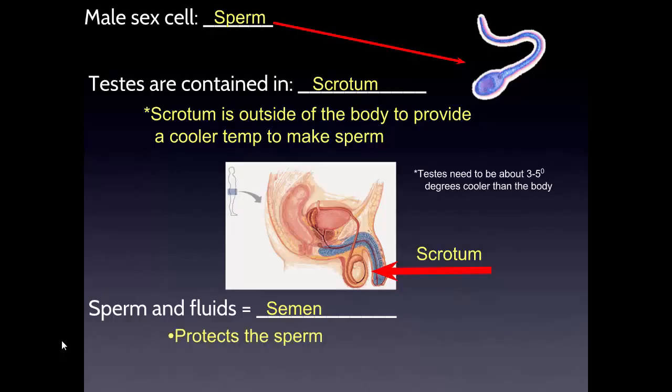And the purpose of that semen is to help protect the sperm, to allow them to reach the egg, and also to provide them with energy, provide them with nutrients, because they're using energy as they make their way to the egg.